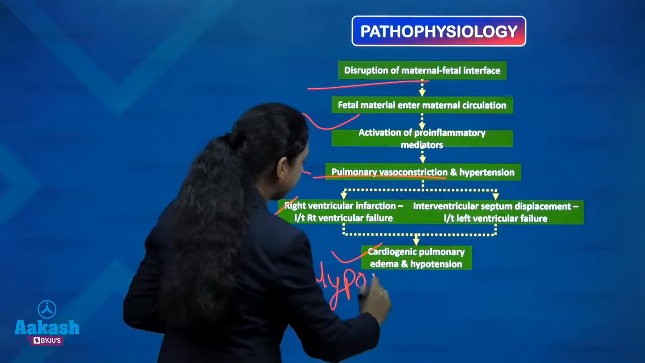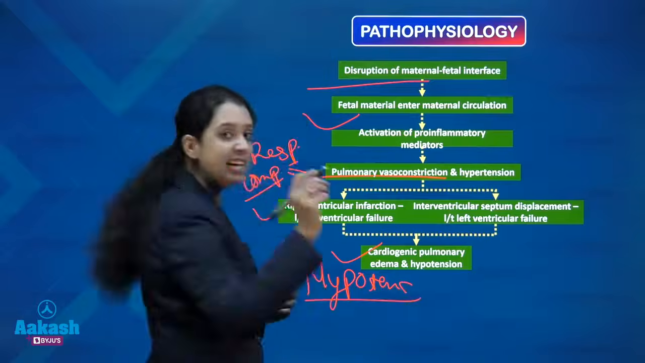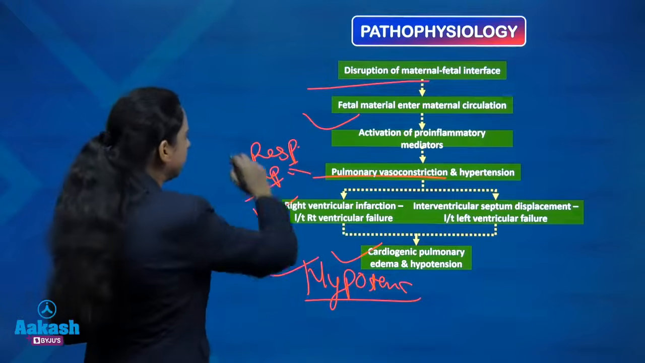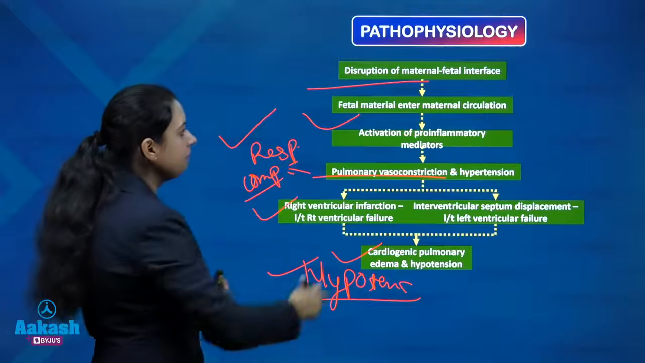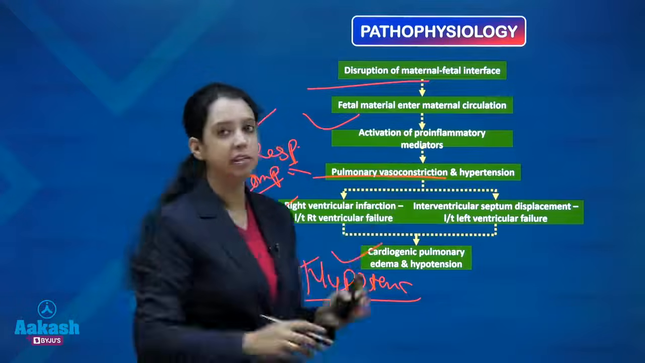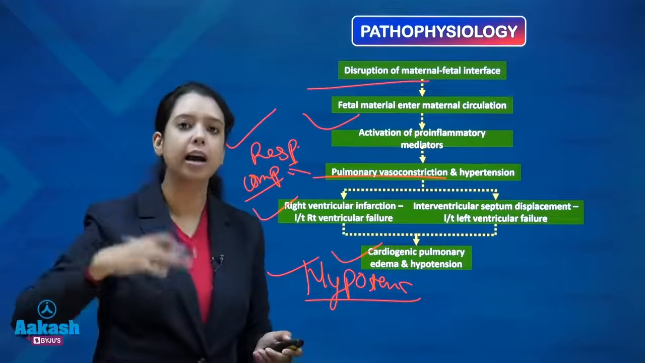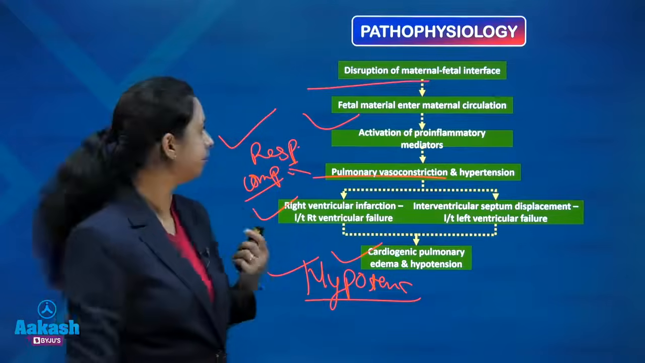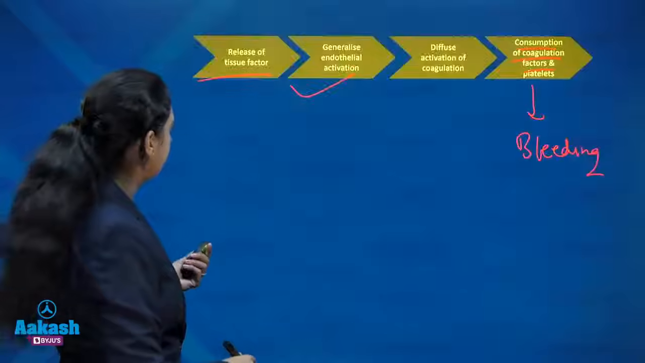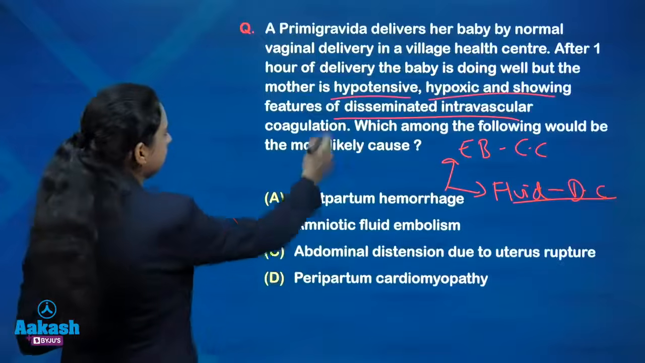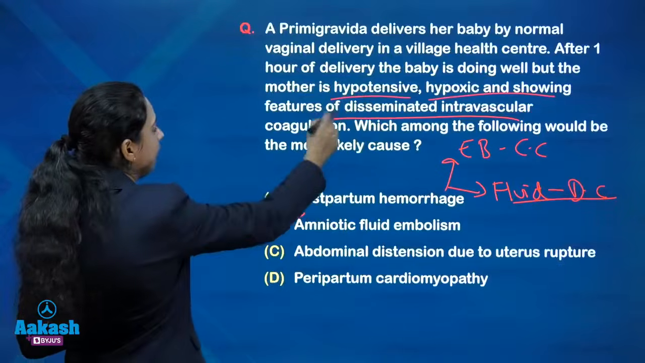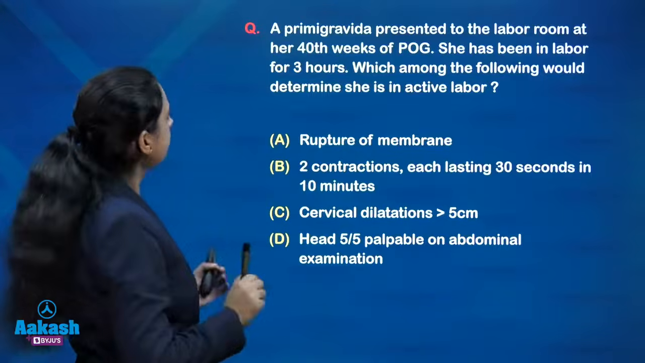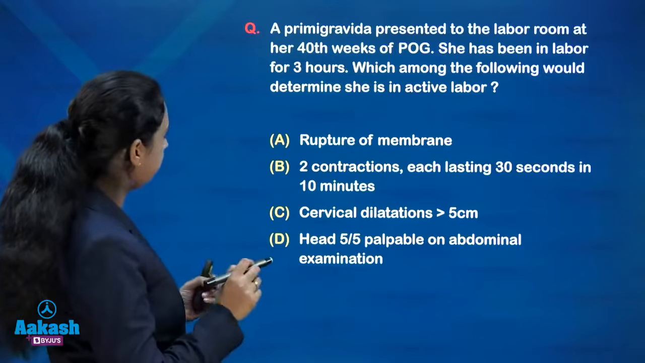Bleeding is not seen until DIC develops. The patient will have hypotension, respiratory compromise, and because of pro-inflammatory mediators, the patient will have DIC. After that, the patient will start bleeding. That is the presentation of amniotic fluid embolism. So, that was our answer. Amniotic fluid embolism. She was hypotensive, hypoxic and had DIC.